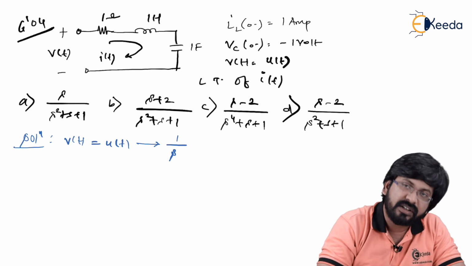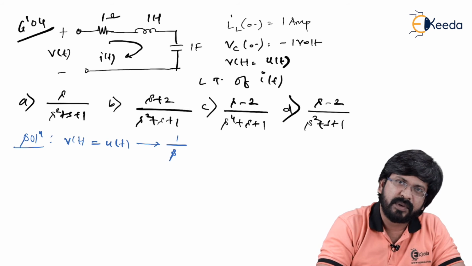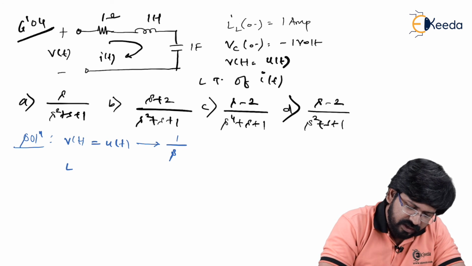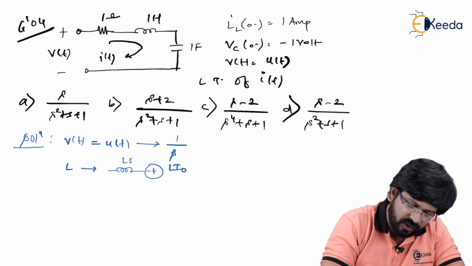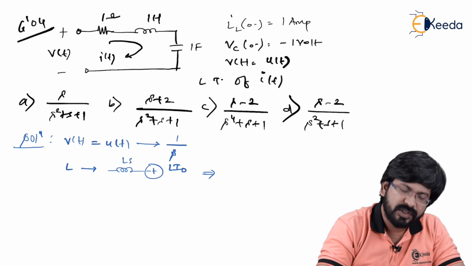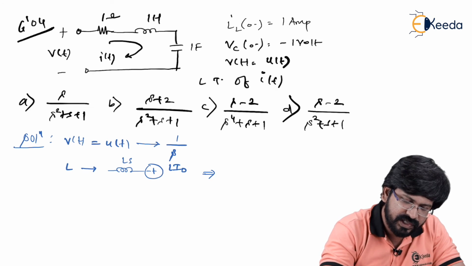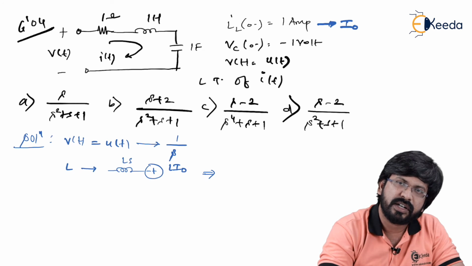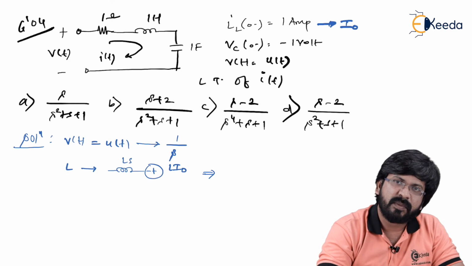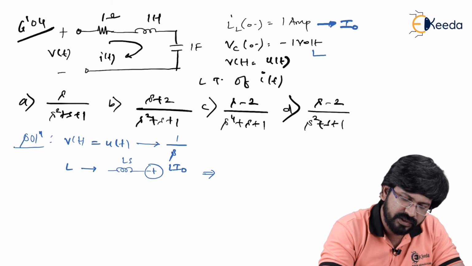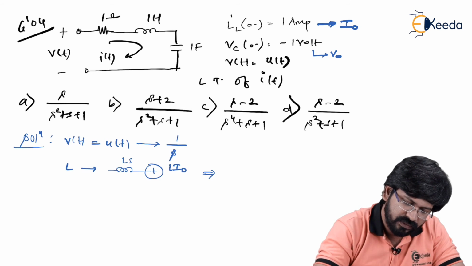Secondly, the resistor remains the same even after Laplace transformation, whereas the inductor L becomes Ls and then minus plus L I naught. In this case, just pay attention, I naught is the initial current through the inductor. As you can see, they have given IL 0 minus, meaning it is I naught only, that is the initial current through the inductor. Whereas Vc0 minus means the initial voltage on the capacitor, which is V naught here.